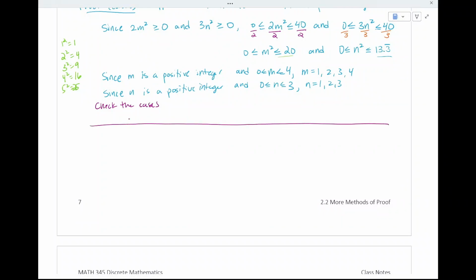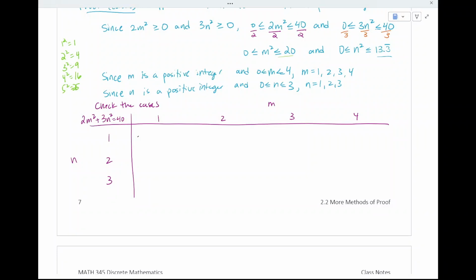Here's one row. Here's this one. So what I'm checking is 2m squared plus 3n squared. Is that equal to 40? I'll put all my values for m up here. m can be 1, 2, 3, or 4. And n can be 1, 2, or 3.